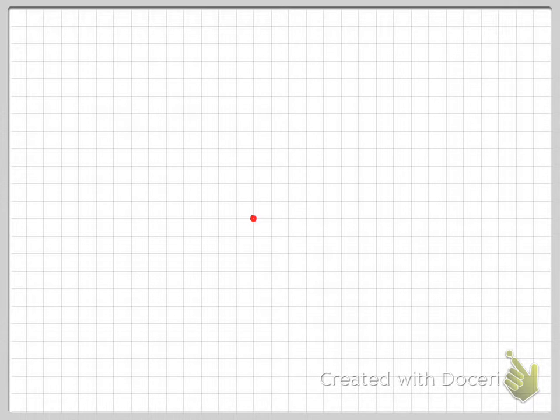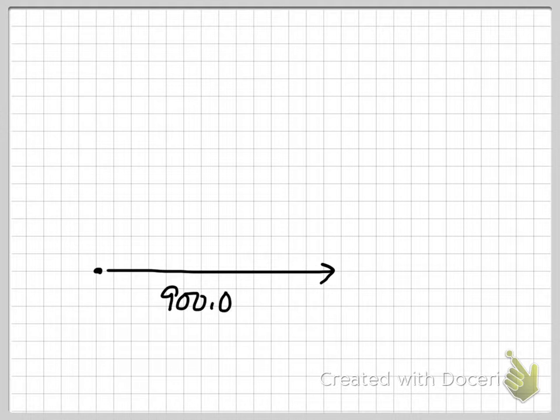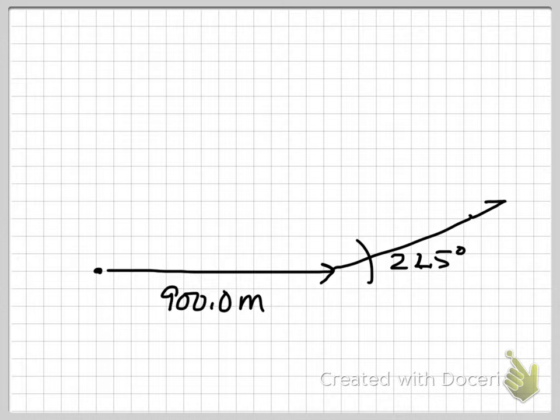Let's do, the airline ones are always fun. So we have a plane that takes off, taxis down a runway for 900.0 meters, then takes off at an angle of 22.5 degrees above the horizon. After it has traveled for 900 meters, what is its resultant displacement?